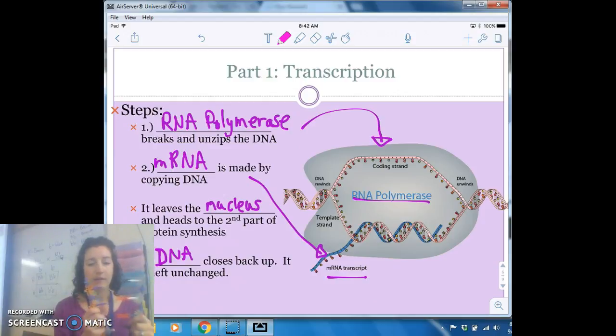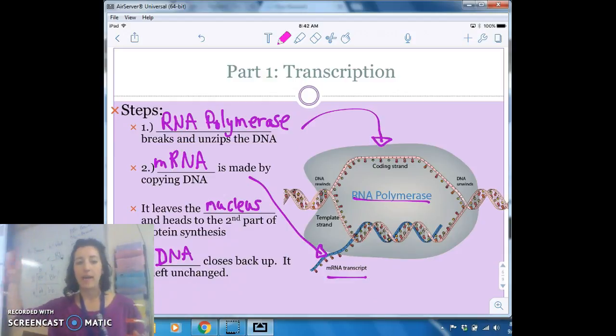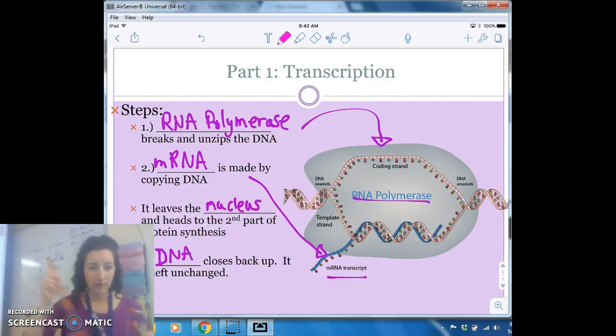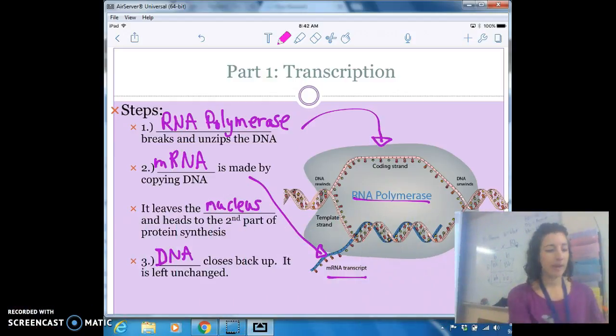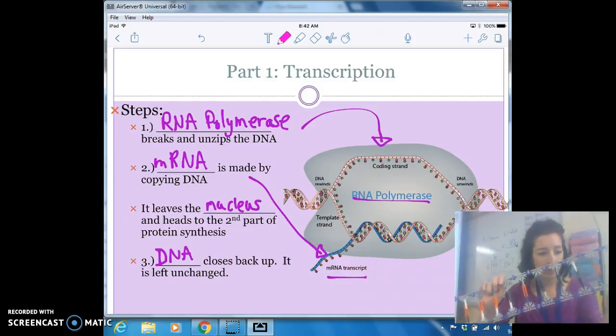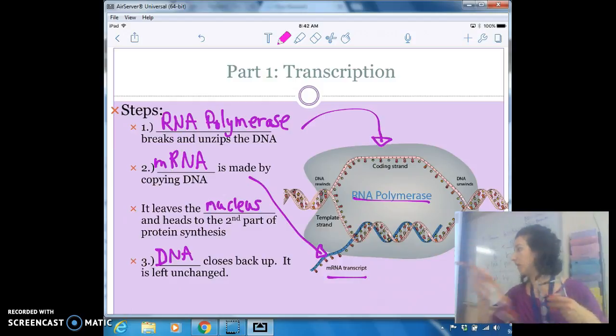So if it's a G, it's going to bring in a C. And then the message, bam, leaves the nucleus and heads over to the second part of protein synthesis. And DNA closes back up after the message leaves. It closes back up and is left unchanged. My DNA is super important and never changes. We just have to make this tiny little message about what we need, and then it leaves.